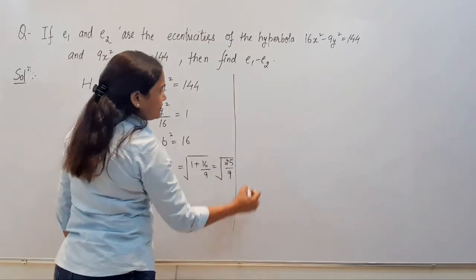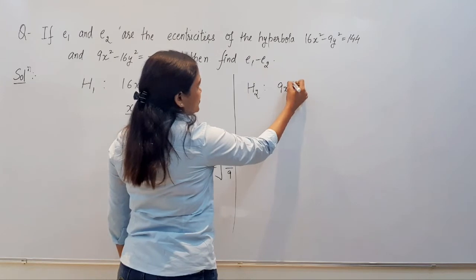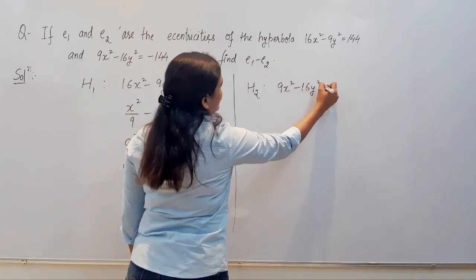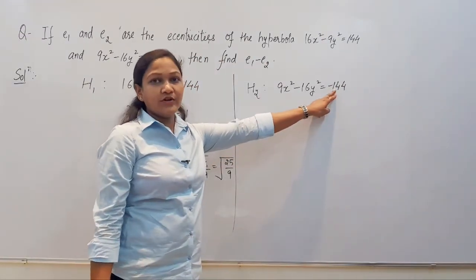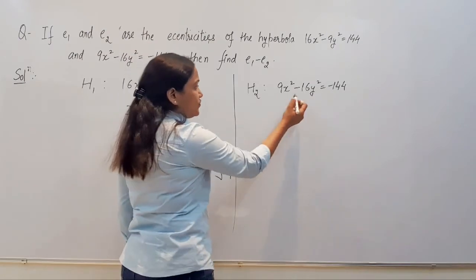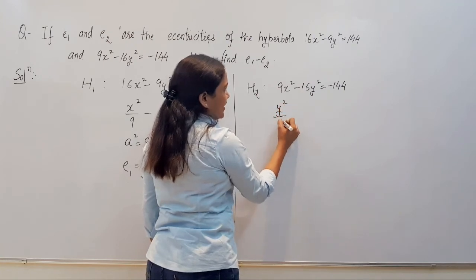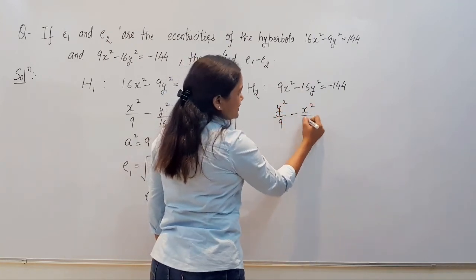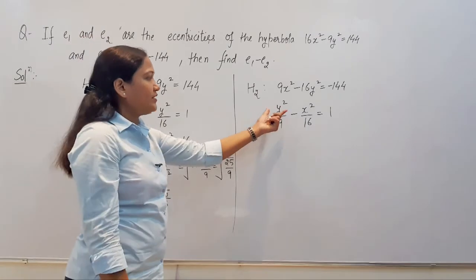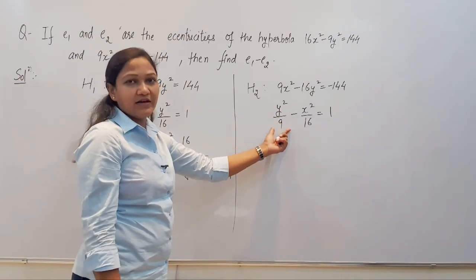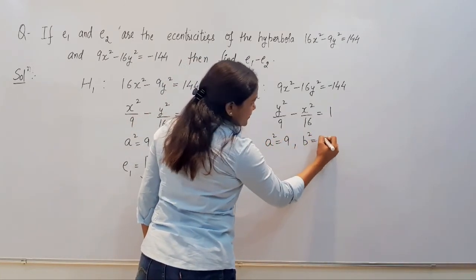Now consider the second hyperbola. That is 9x square minus 16y square is equal to minus 144. अगर आप माइनस 144 से इस पूरी इक्वेशन को डिवाइड करते हैं देन यू विल गेट, ये आपका नेगेटिव हो जाएगा, ये पॉजिटिव हो जाएगा. सो y square upon 9 minus x square upon 16 is equal to 1. एंड फ्रॉम दिस हाइपरबोला, क्योंकि y के अलोंग आपका ट्रांसवर्स एक्सिस है, तो a square will be equal to 9 and b square is equal to 16.